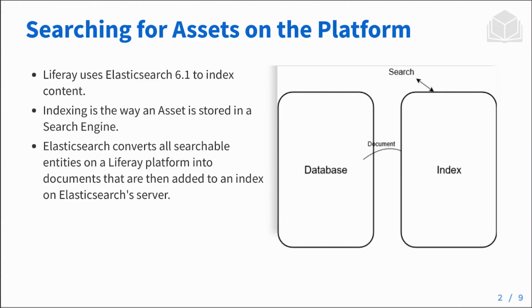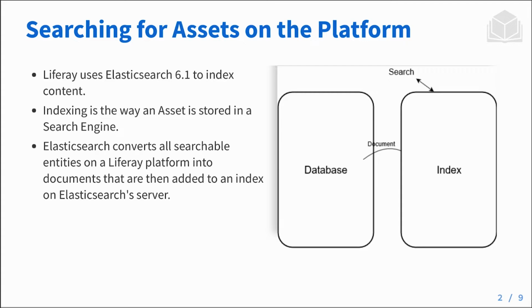In this chapter, we're going to talk about search and some of the new search features that we have included in Liferay 7.1. All right, so let's dive right in. Liferay 7.1 uses Elasticsearch 6.1 to index content.